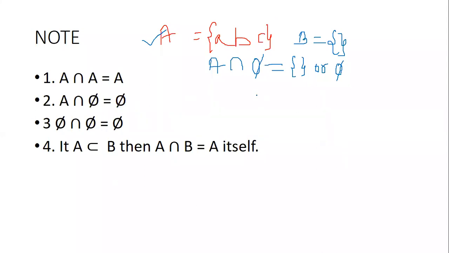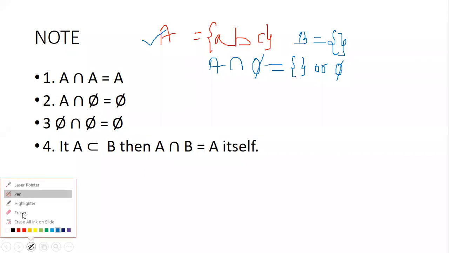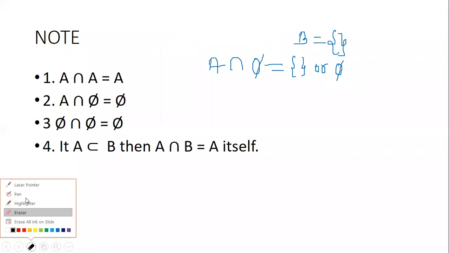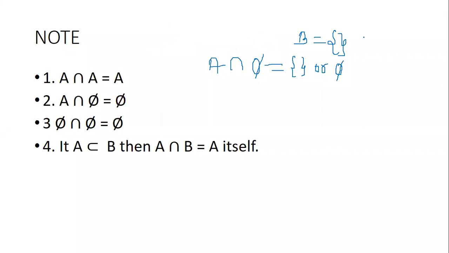Now, since you have understood A intersection null set is null set, there is another one which says null set intersection null set is null set. It's always better to understand with examples. So we have one null set called B. Let's say there is another null set called C. Now what is common between both?